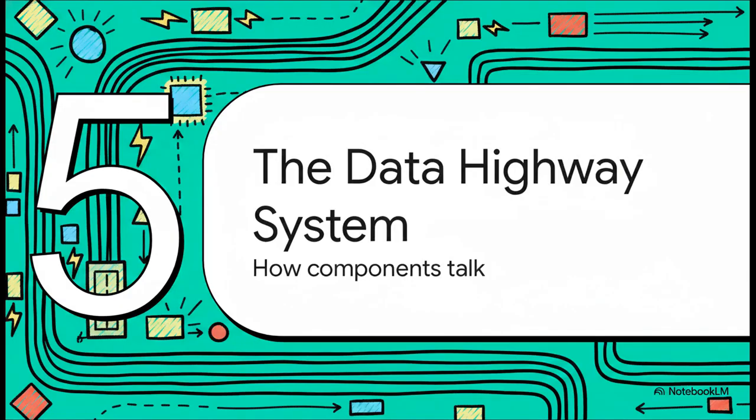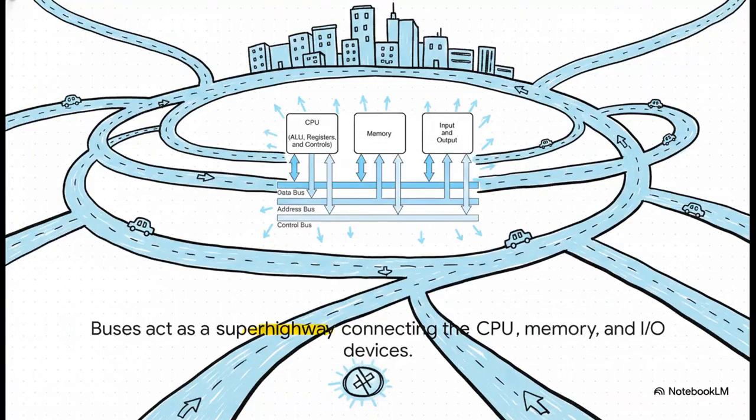So, we've seen all the stages. But how does all this information, these addresses, instructions, and pieces of data, get from one place to another? Well, it all travels on a set of electrical pathways we call buses. And this is a perfect way to visualize it. It really is like an information superhighway. You've got different lanes for different kinds of traffic, and they're all working together to move information efficiently between the CPU, the memory, and everything else.